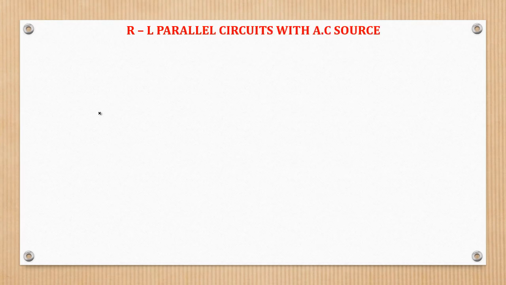Like we did in the previous video of series arrangement, even in parallel arrangement, we shall break down the video into 3 parts. The first part will be parallel arrangement of a resistor and an inductor. Next part will be parallel arrangement of a resistor and a capacitor. And the last part will be parallel arrangement of all the 3, that is resistor, inductor, and capacitor. So let's begin with the one for resistor and inductor.